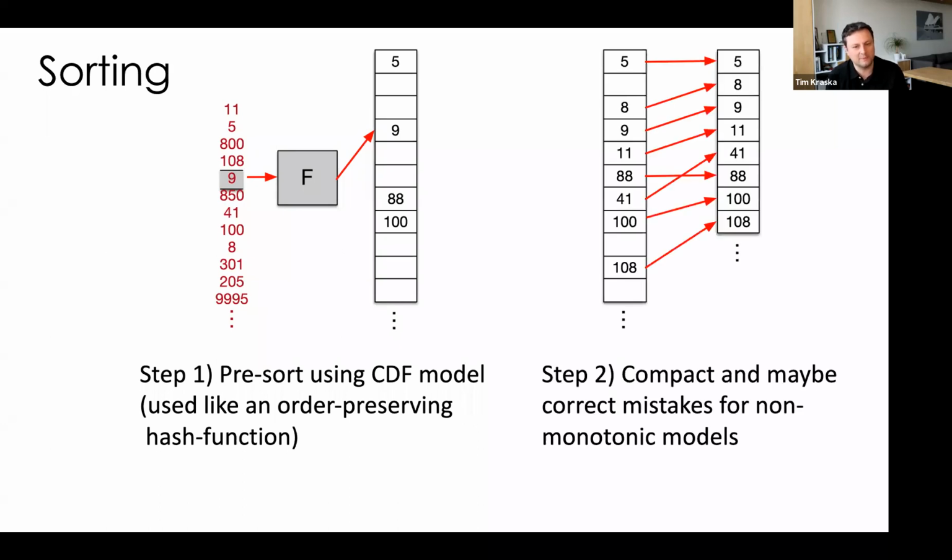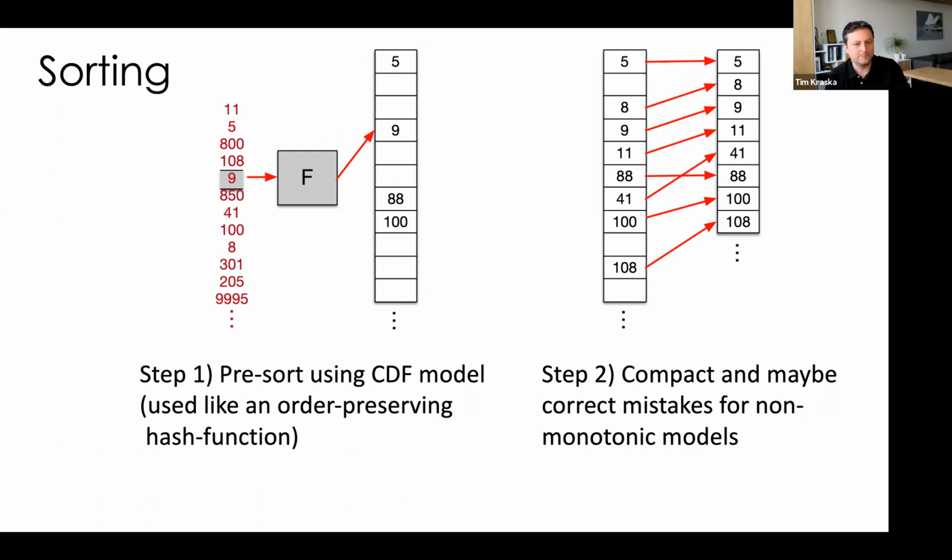The first step is to put everything through the CDF model. Then there might be a second step where you have to do compaction, depending on how much space you over-allocate and whether your model is monotonic or not. If your model is monotonic, you don't even need to do any swaps. If you have a non-monotonic model, like the ARMI ones I showed you in the beginning, you might have to do some corrections.